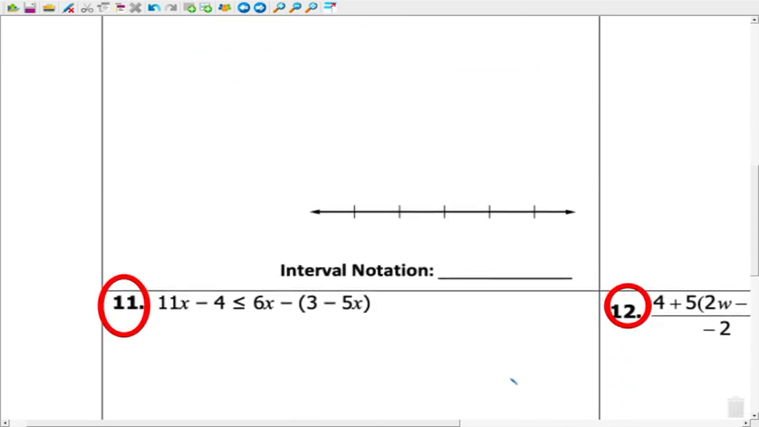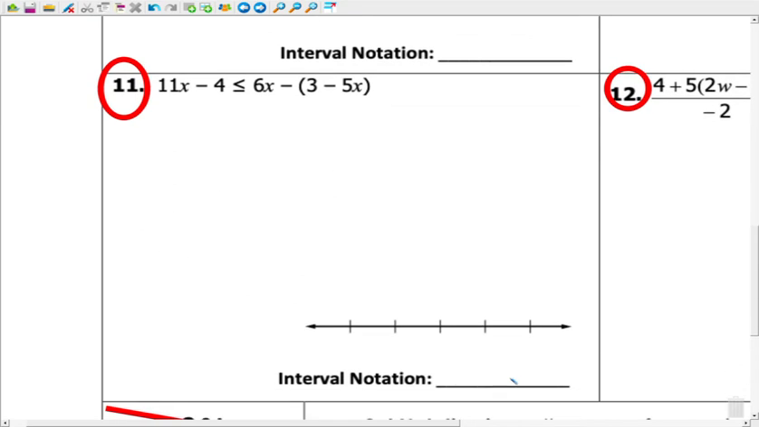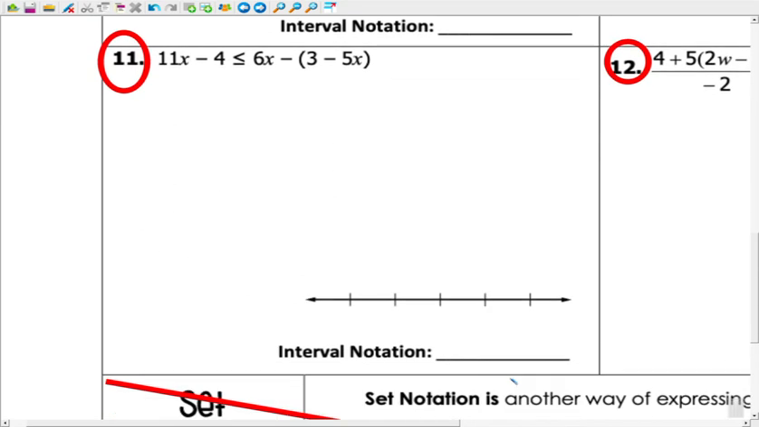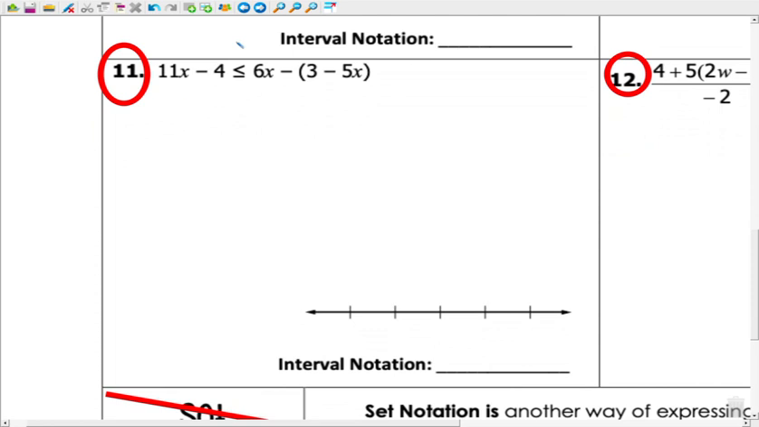Let's look at number 11. Once more, I need to distribute, but I'm not going to do anything with my 11x minus 4 on my initial step. So just bring this down, bring down this as well, and of course you bring down your 6x because what you're distributing is going to be the -1 that's right here. I will now have -3, and that will be plus 5x.